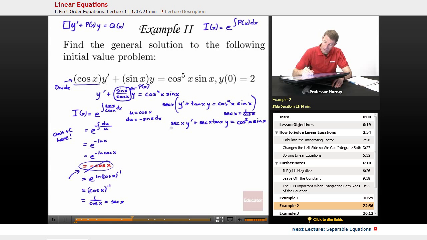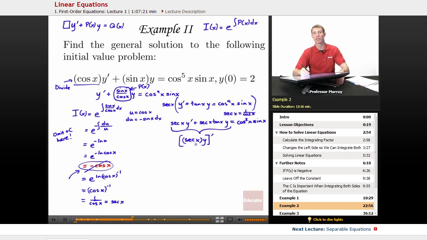And the point of that is that the left-hand side is exactly what you would have gotten if you had taken the derivative of secant x times y using the product rule.